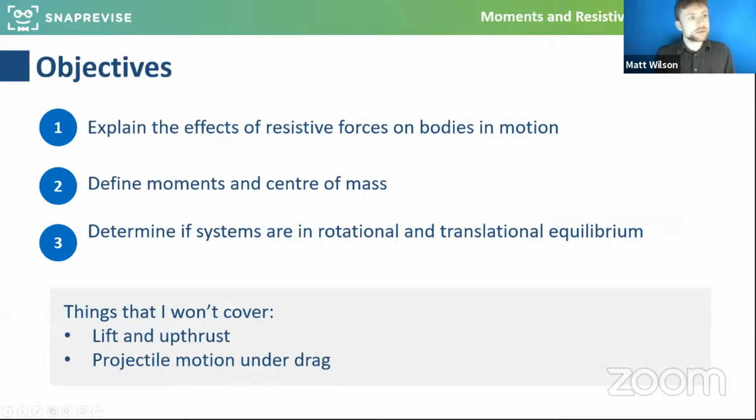Okay, so back to the main event. The objectives today are to explain the effects of resistive forces on bodies in motion. So we've got something that's maybe moving through a fluid like air or water, and we want to talk about the resistance to motion that you get as a result of doing that. And then we'll talk about rotation, the rotational version of talking about forces, and that's called a moment. Essentially, we'll then do a load of calculations with moments, including determining if systems are in rotational or translational equilibrium. So that's the kind of moments versus forces part going on.